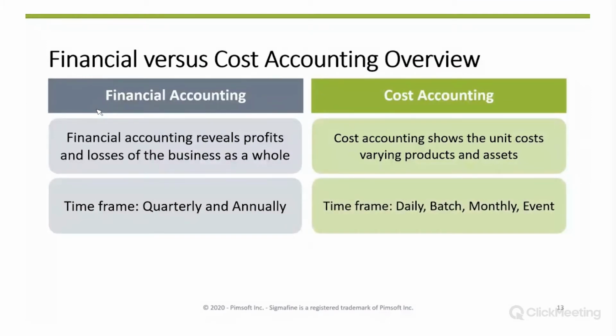The engineers, the production people, they want to know daily, by batch, monthly, and by event. If you have a big event, a failure of equipment, you want to know how much material was lost. We can also balance on a time frame to map what happened in a particular time frame, an event.